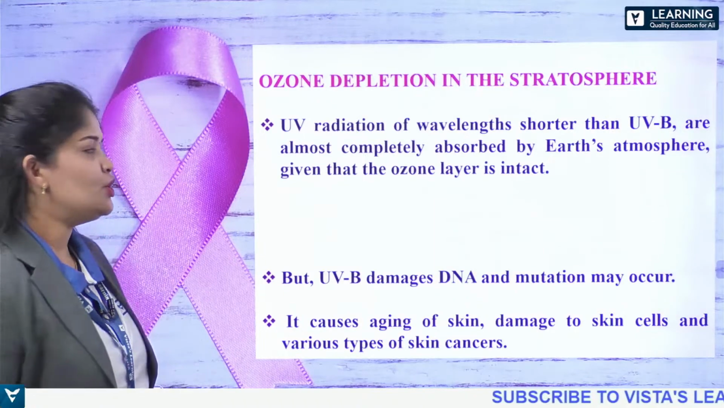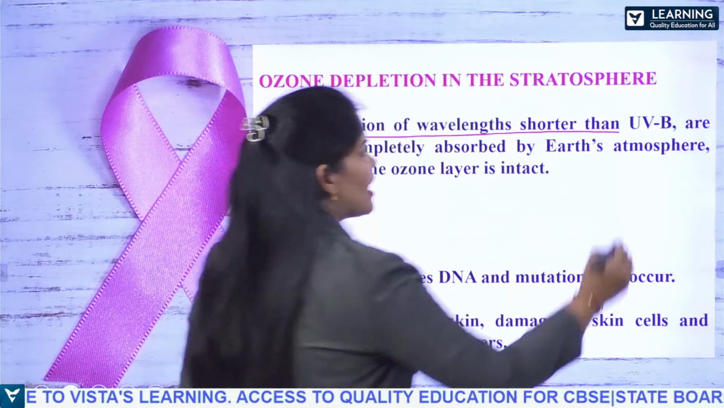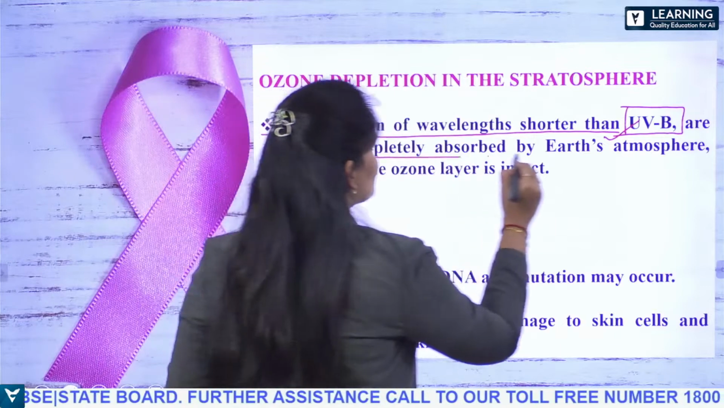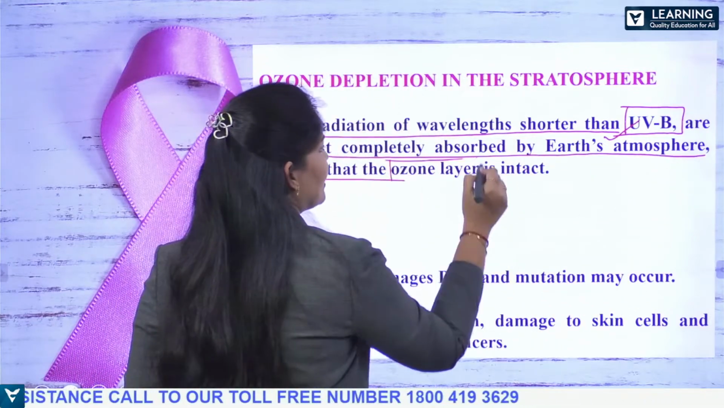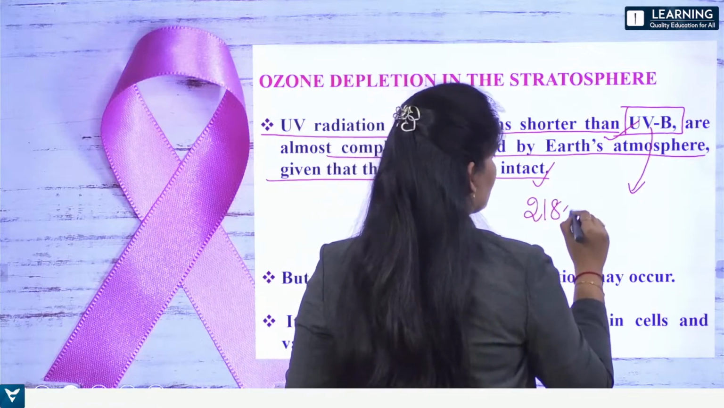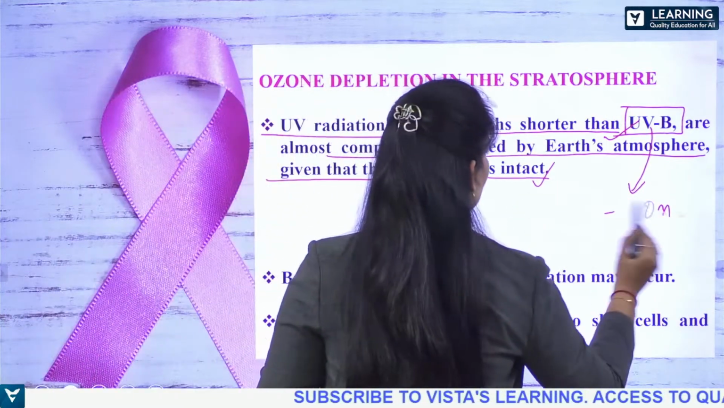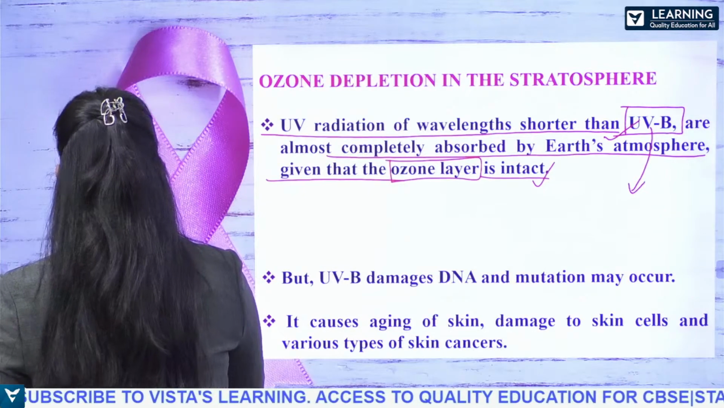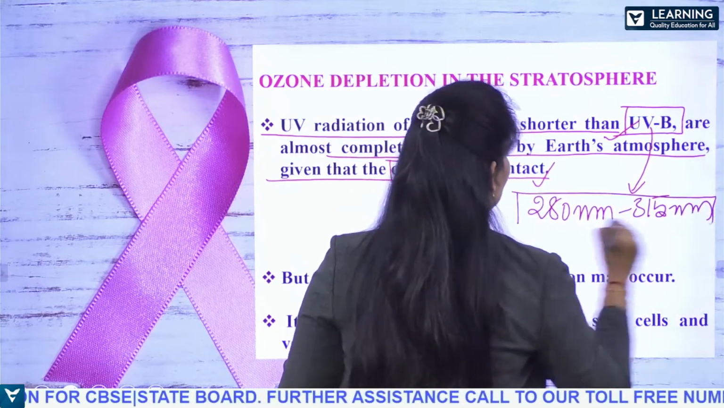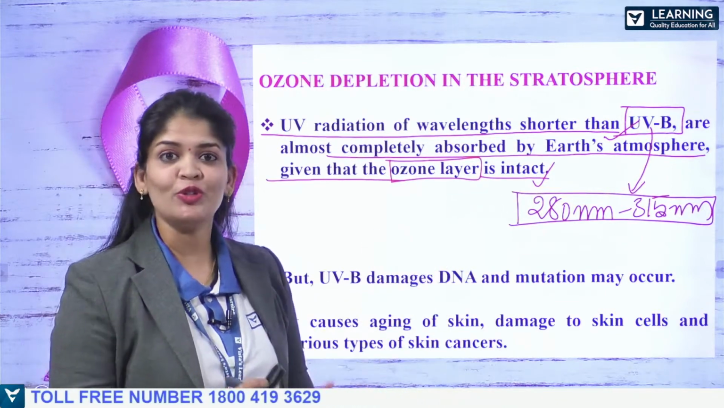So now, UV radiation of wavelengths shorter than UVB is almost completely absorbed by the Earth's atmosphere, given that the ozone layer is intact. This is where we can find the wavelengths to be 280 nanometers to 313 nanometers. This is the range where we find UVB. So depending upon the various wavelengths, the types have been denoted. And we are talking about UVB, right?